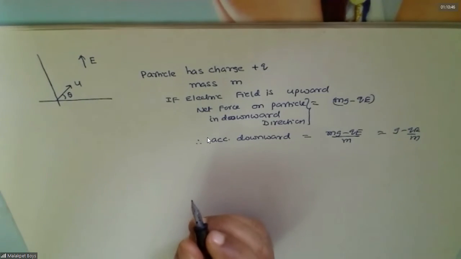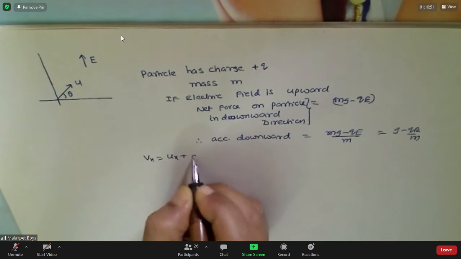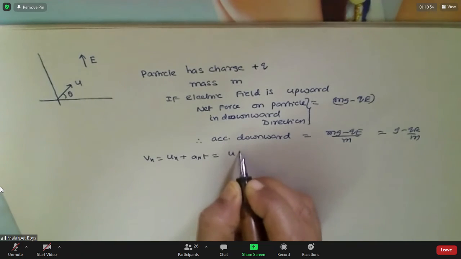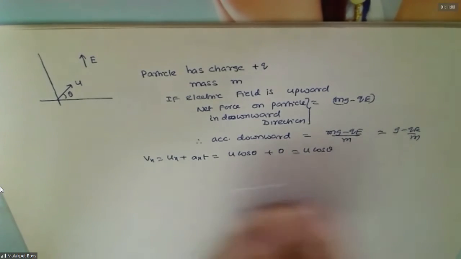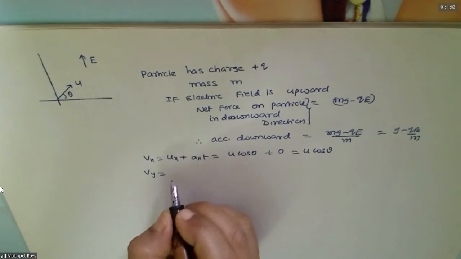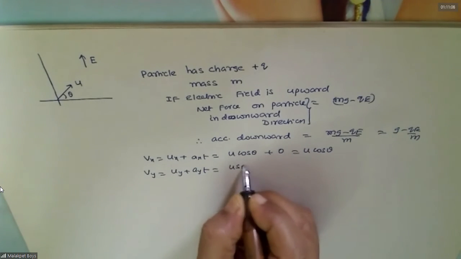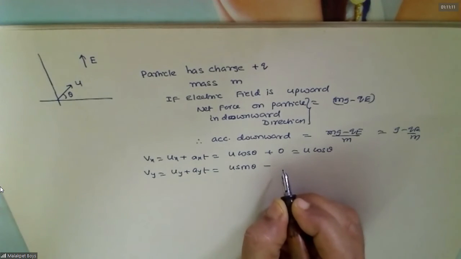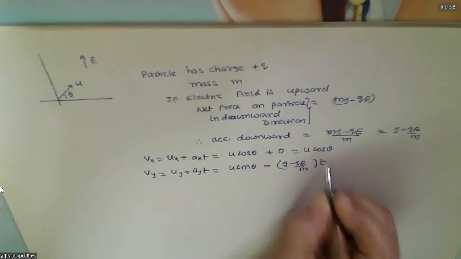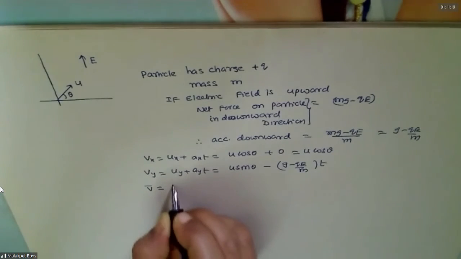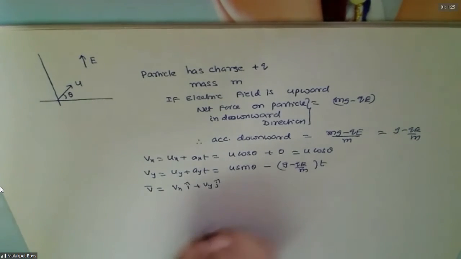Now you can find the velocity at any time if you want. What is Vx? This is nothing but u cos theta, because there is no acceleration. No? What is Vy? u sin theta plus (g minus qE by m) t. This is the velocity. Likewise, you can get the velocity. I'm telling the method of how to solve the problem. Okay.